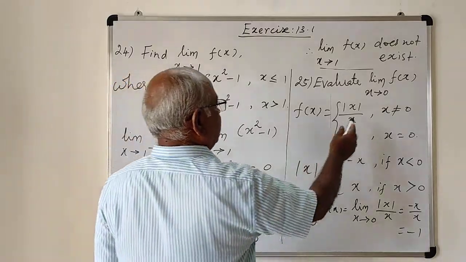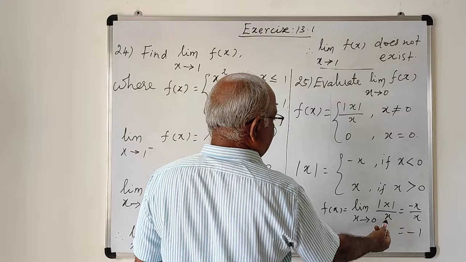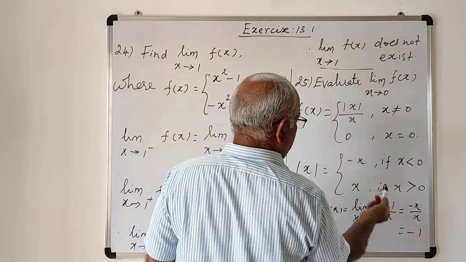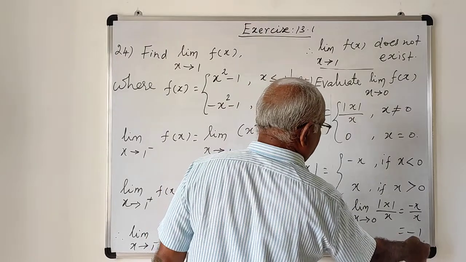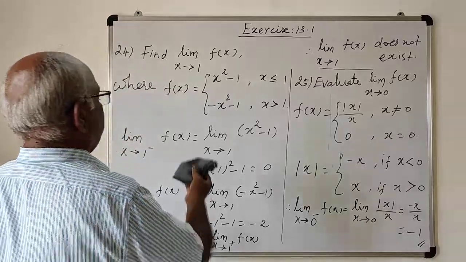So, you apply the limit x tends to 0 minus, the left side of 0. F of x is limit x tends to 0 of mod x by x. On the left side of 0, mod x is minus x. Therefore, minus x by x is minus 1. Similarly, for the right side, limit x tends to 0 plus, we will see.